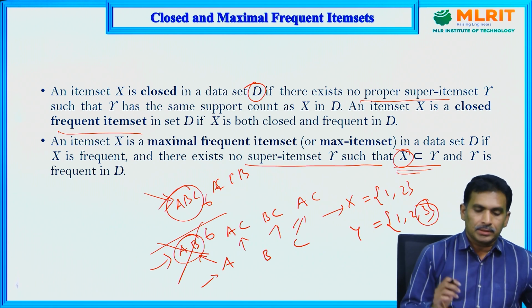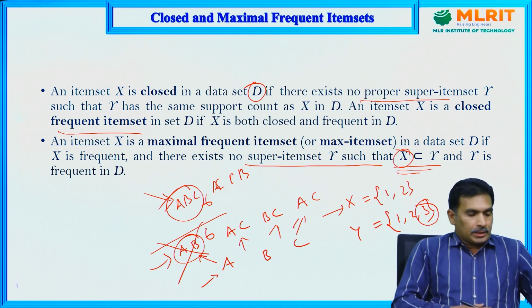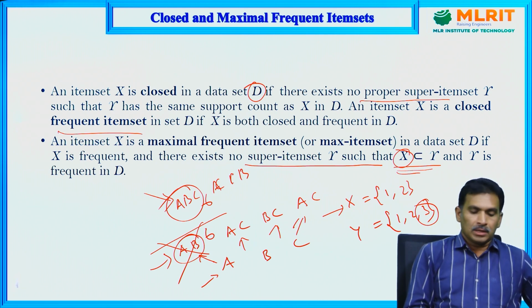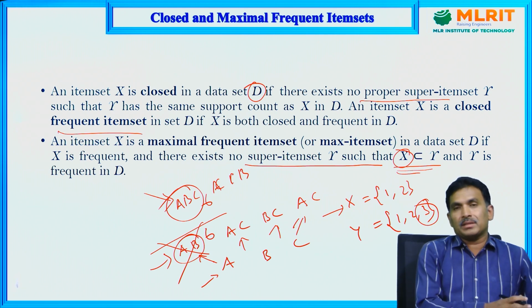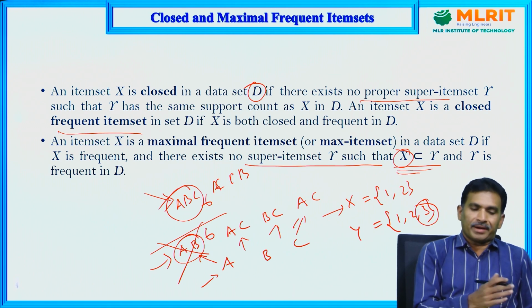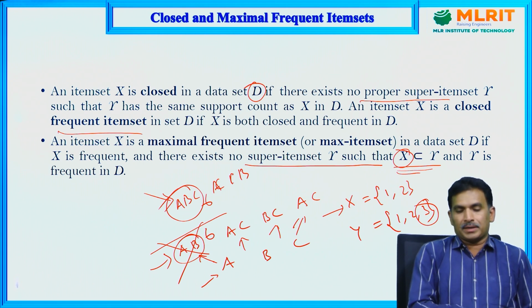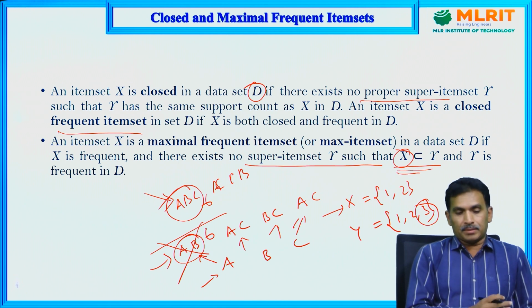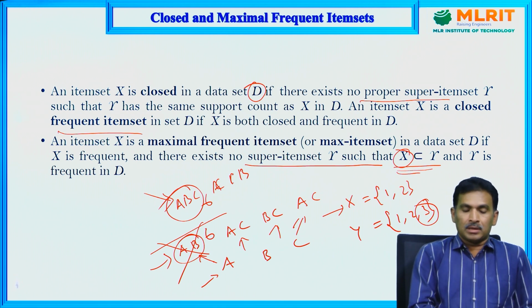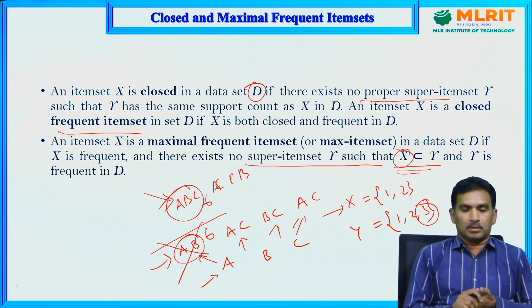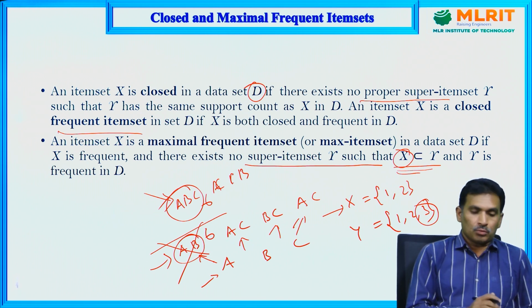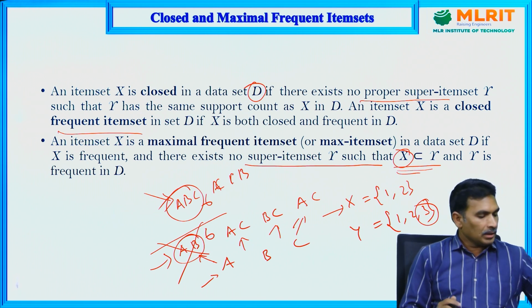So these are the two reduced forms or minimal representations of the frequent item sets. Instead of finding all the frequent item sets, if you could find the closed and maximal frequent item sets, obviously when compared to the frequent item sets, the number of closed item sets and maximal item sets would be very small.